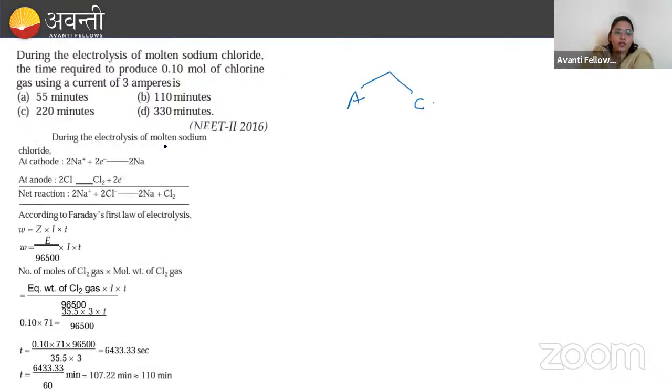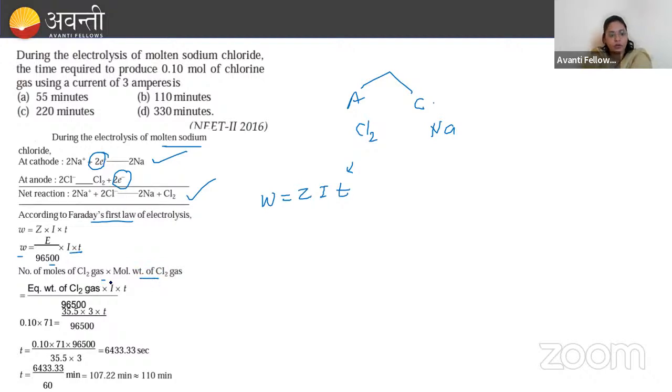When electrolysis of molten sodium chloride takes place, sodium goes at cathode and at anode chlorine, Cl2 gas, is liberated. So the net reaction is like this. Here you can see 2 electrons are involved. According to the first law of electrolysis, W is equal to ZIT, and time we need to calculate. Weight is equivalent weight divided by Faraday's constant into I into T. So number of moles of Cl2 gas into molecular weight of Cl2 is equal to equivalent of Cl2 into I into T divided by 96500.